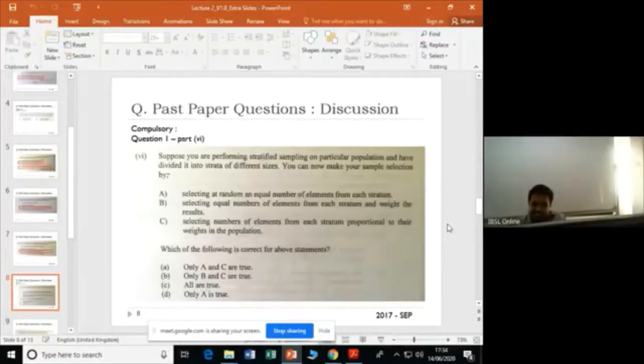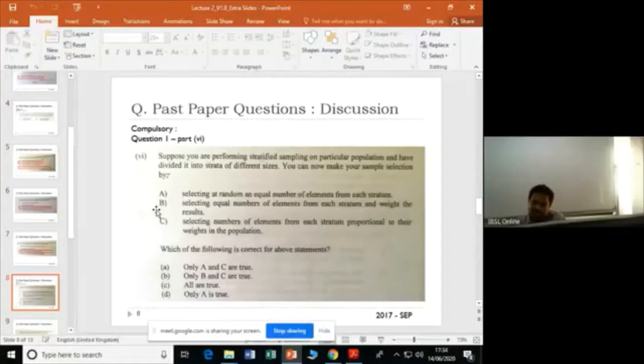Statement C says selecting number of elements from each stratum proportionate to their weights in the population. Now C seems to be the best one. How about B? Selecting equal number of elements from each stratum and weighting the results. That means you select 3 from each stratum, but when you come to the results, you do a weighting based on the weights of the individual strata.